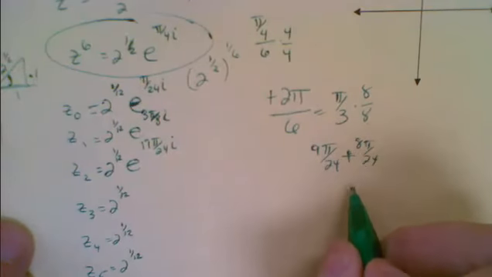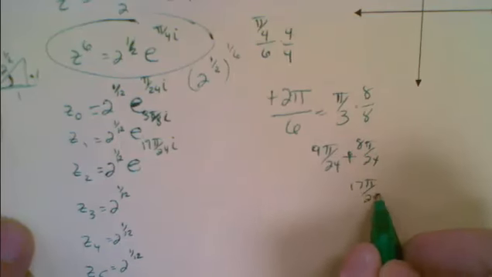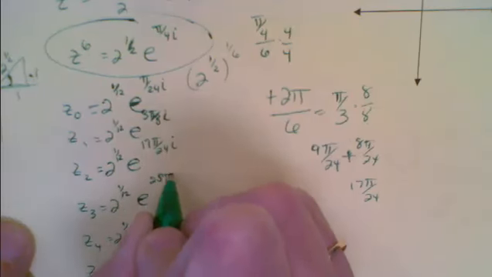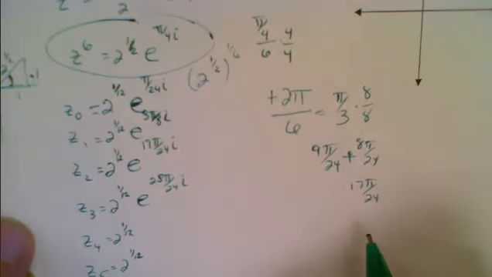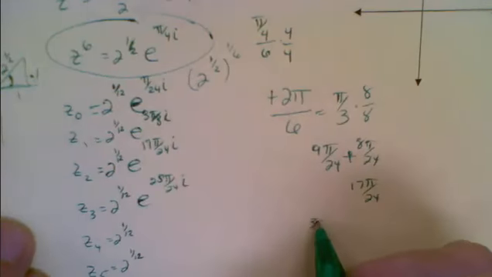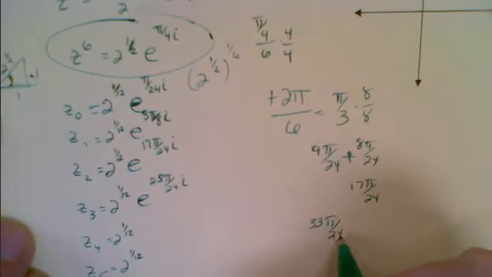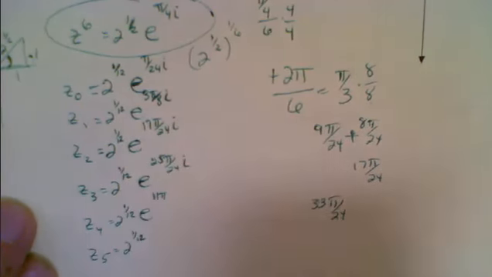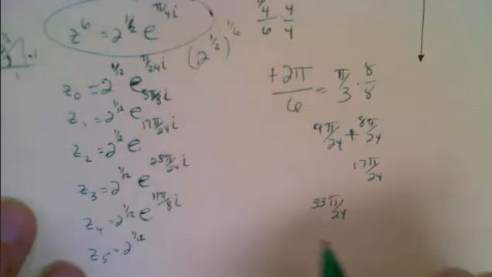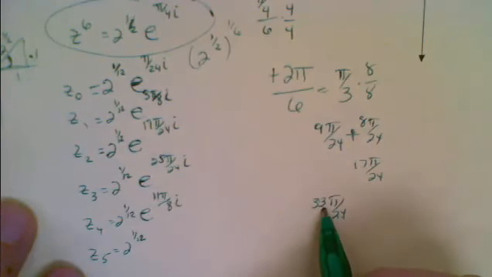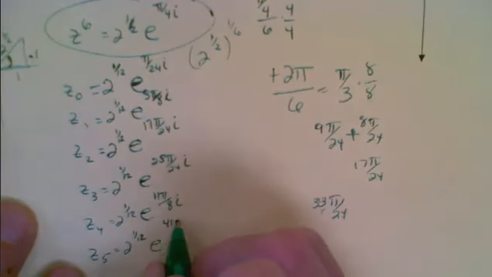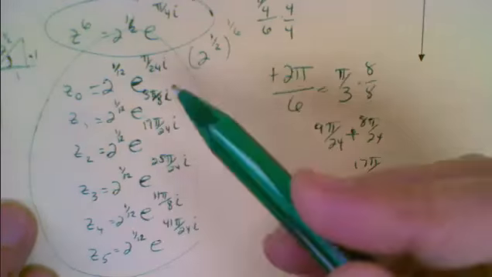I'm at 17, and I add another 8. I get 25 pi over 24. And I add another 8. I'm going to get 33 pi over 24, but that reduces. Again, 3 goes into each. So it'd be 11 pi over 8. And if I'm at 33 and I add another 8, that would be at 41 pi over 24. So I think I got them all.